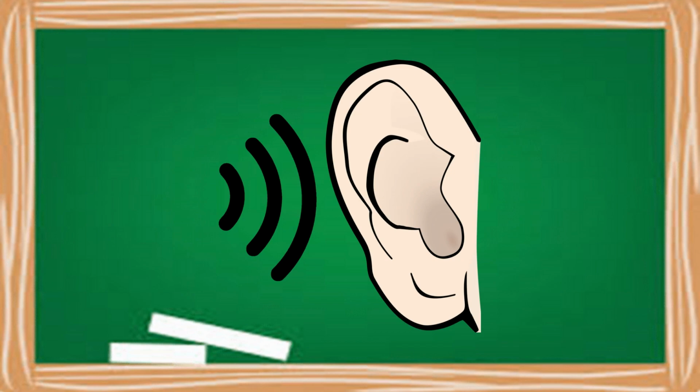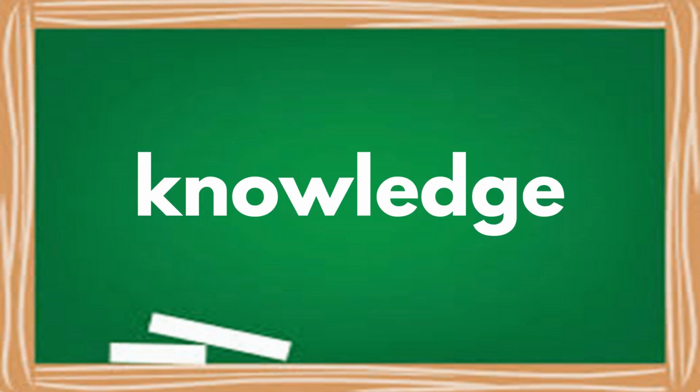Knowledge. Knowledge is knowing something or being aware of something. Knowledge. Spell the word knowledge. You're ready? Great! The spelling of the word knowledge is K-N-O-W-L-E-D-G-E. Knowledge.